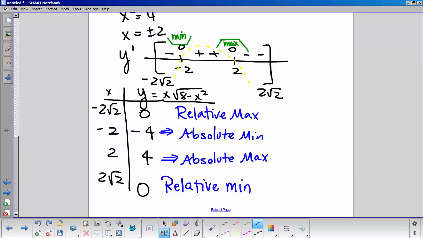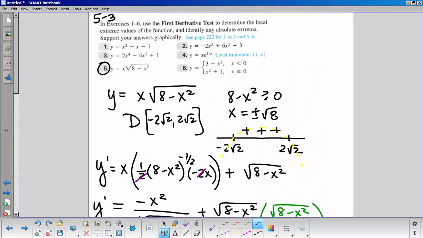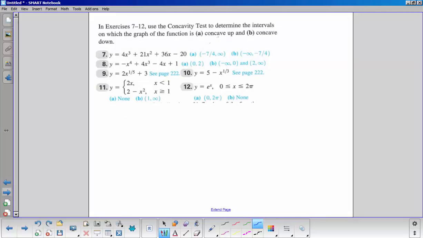Make sense? That's all there is to that one. And then they just want you to graph it on your calculator to make sure you're right. Move right along. Number 7.